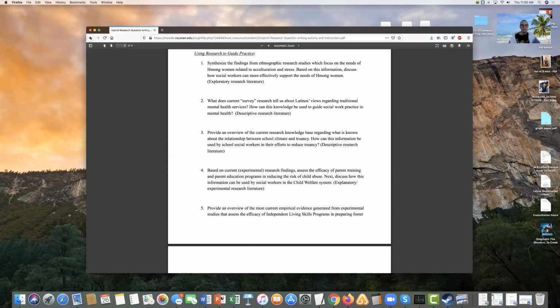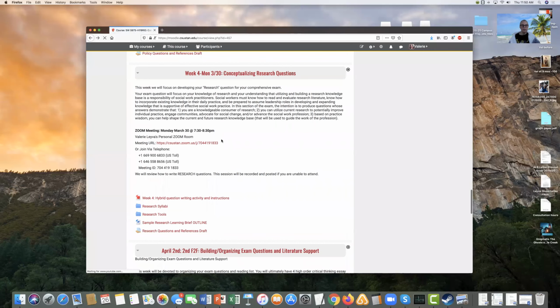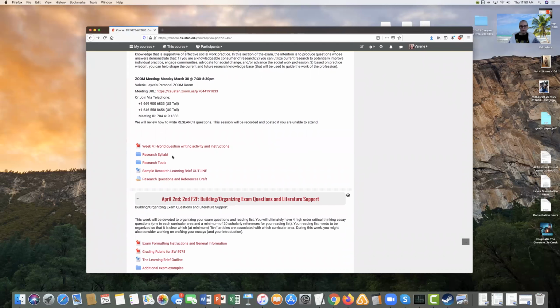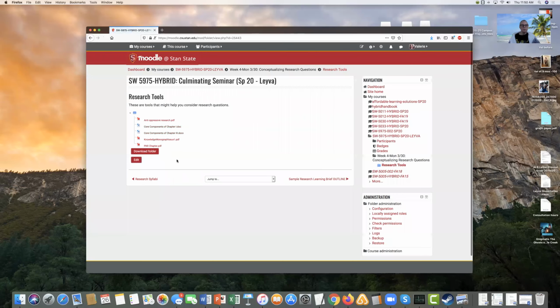So I'm going to click out of this document and go back to the Moodle page so we can see where the other documents are listed. I'm not going to go into the research syllabi because that's pretty self-explanatory and you've got this information. I am, however, going to look at research tools. Again, sorry the type here is so small, but there's an article on anti-oppressive research. Down here there's an article on research knowledge, and the fifth document here is a PDF on how to write participatory action research modules. So I've got these documents open already.